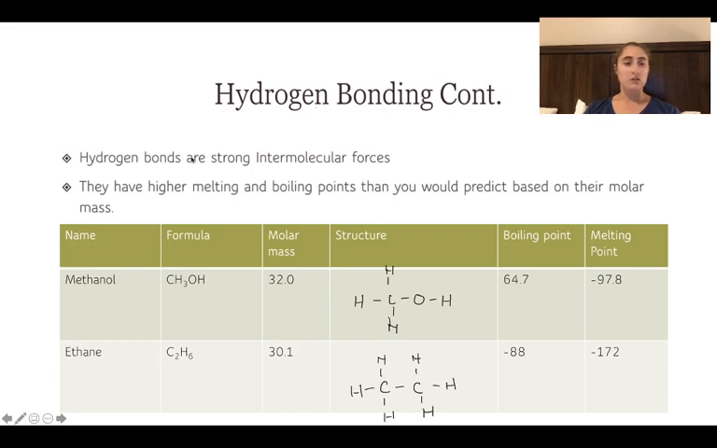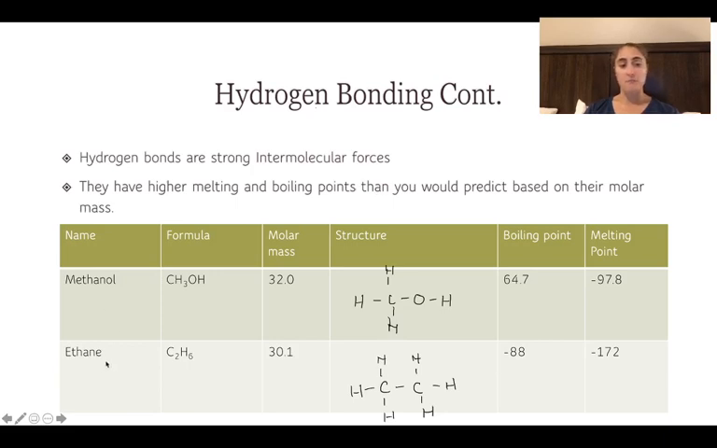So let's take a look. Hydrogen bonds are strong intermolecular forces, which means the hydrogen bond trumps the dipole bond, and it trumps the London dispersion force. So this is going to give molecules that have hydrogen bonds the highest melting and boiling points, higher than what you would predict based on their molar mass.